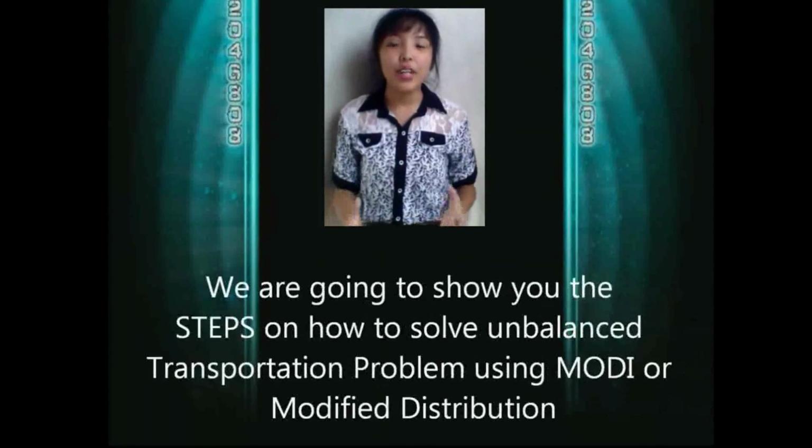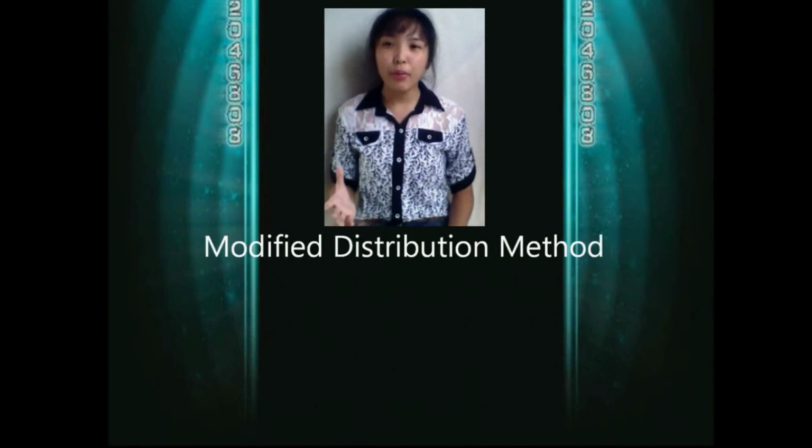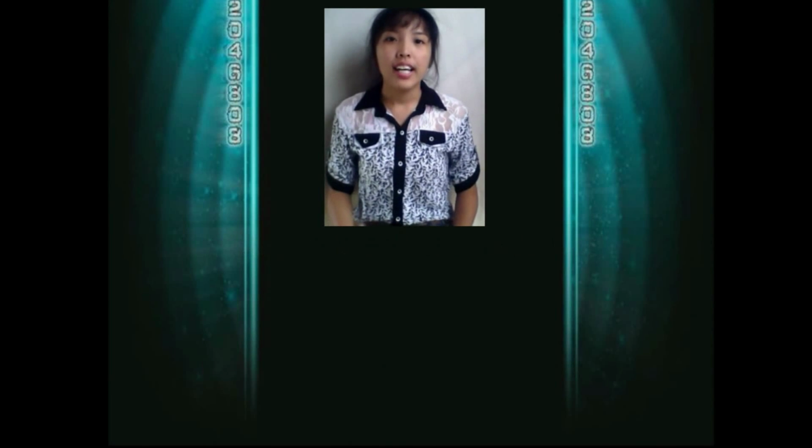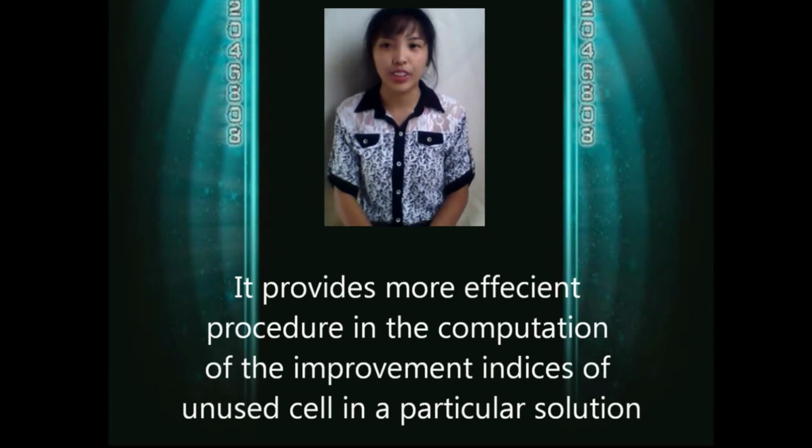I'm Jalil. I'm Jubair. We are going to show you the steps on how to solve unbalanced transportation problems using MODI, or modified distribution. By the way, what is modified distribution? It provides a more efficient procedure in the computation of the improvement indices of unused cells in a particular solution.